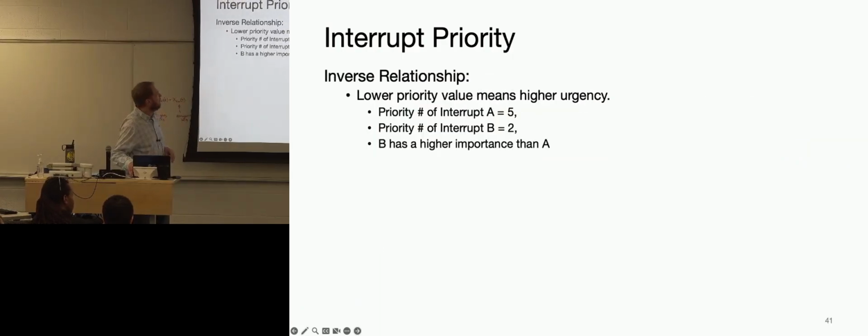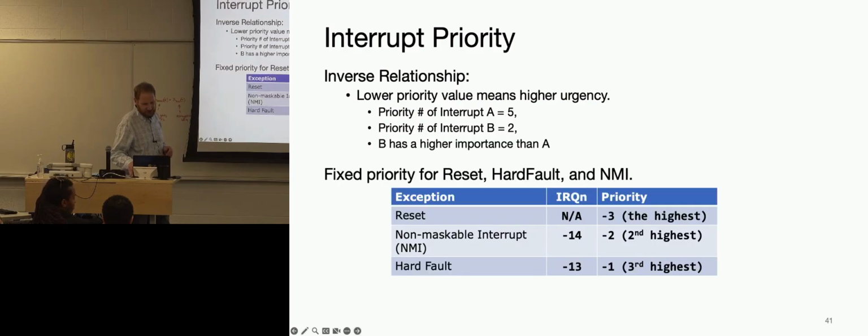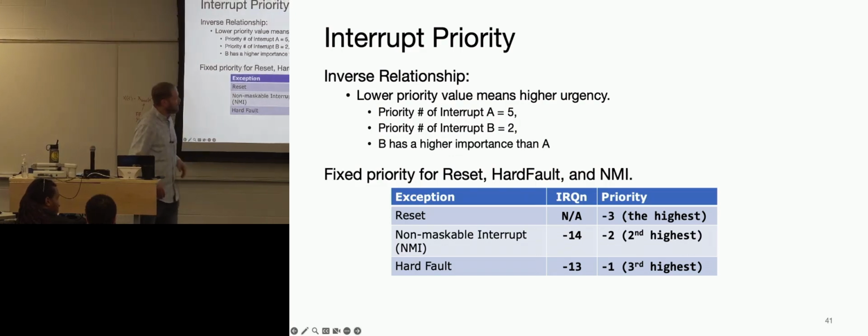All right, so it's an inverse relationship. Lower priority values mean higher urgency. So if A is 5, then A is a lower priority than B, so B has higher importance. We'll try to make sure we talk about it that way. And then these are the most important interrupts.